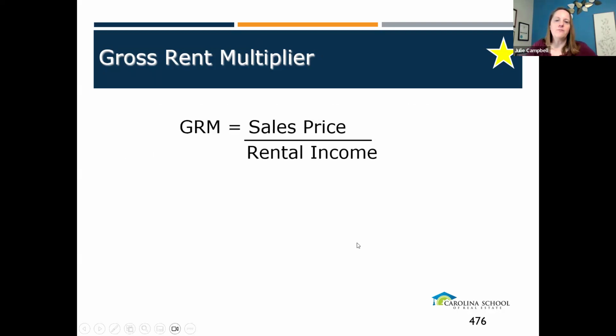So for the GERM, all you do is take the sales price, which you're planning on paying for it, and divide it by the expected rental income. Typically speaking, if investors are looking at commercial property, rental income will be annual. If they're looking at residential rental property, rental income will be monthly. So commercial property looks at annual rental income, and it answers the question, how many years before I get my money back? Residential property looks at monthly rental income, and it answers the question, how many months before I get my money back?